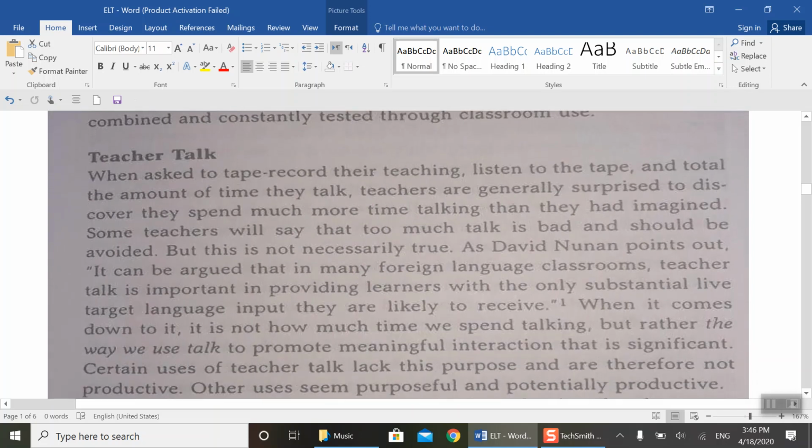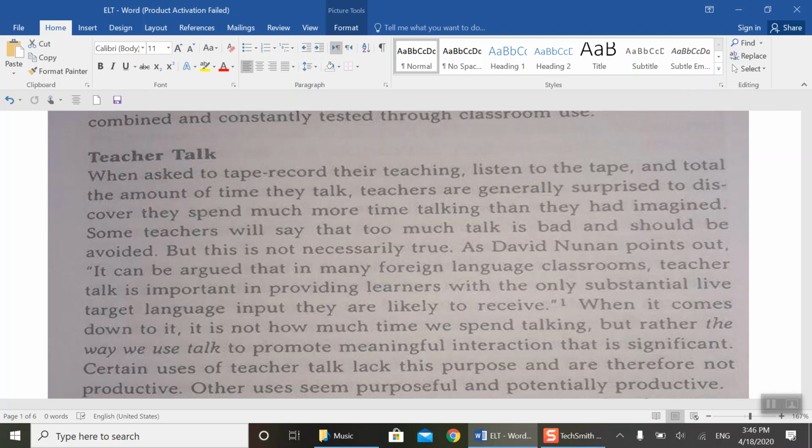In short, we have two points, two opinions. One opinion: teachers should not speak a lot, should speak less. And the other opinion: the teacher should speak more. If the teacher speaks more, students may not listen well to him. May stop listening to him.